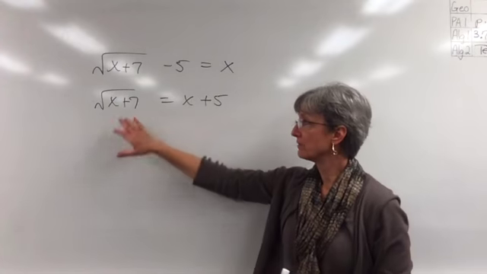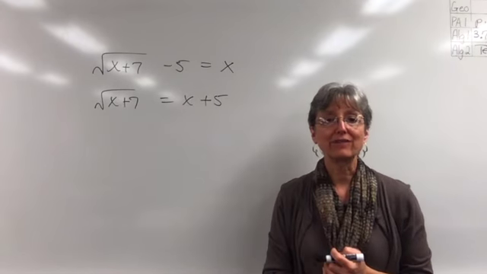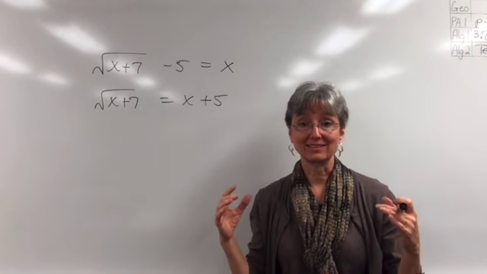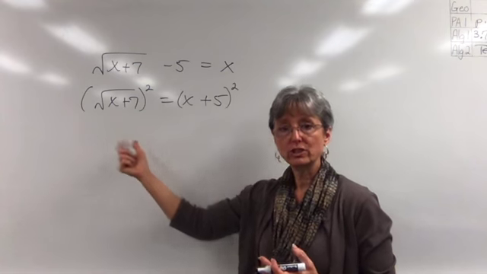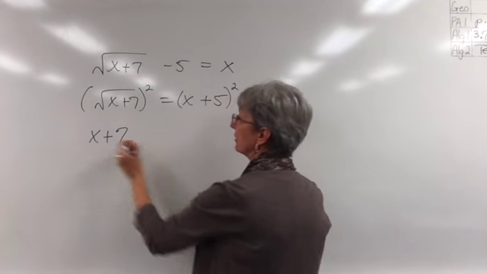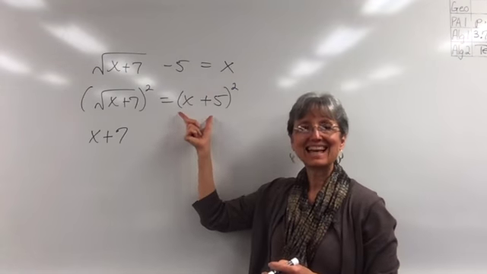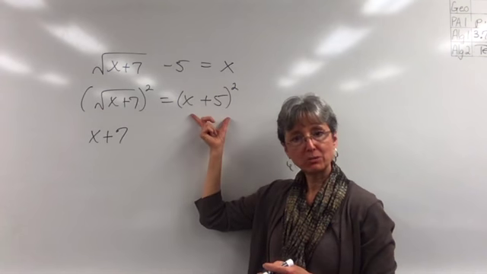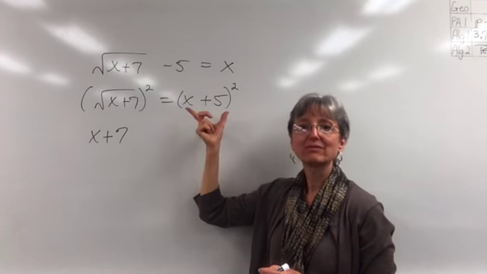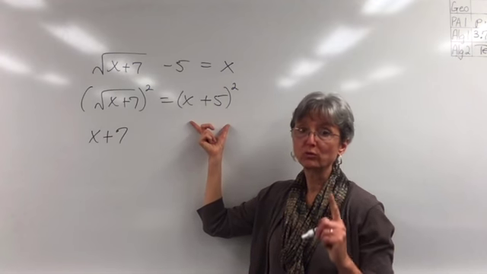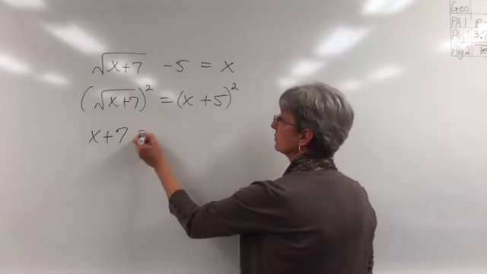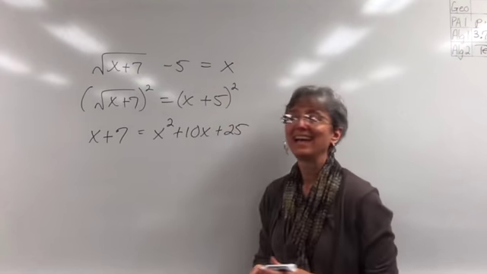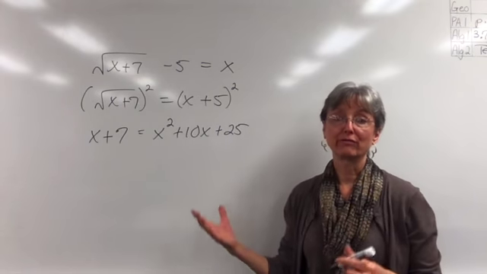Now we have the square root of x plus 7 equals x plus 5. To get rid of that square root, we have to square both sides. This side squared will just be x plus 7 because we've gotten rid of the radical. But this has to be FOILed. This is not x squared plus 5 squared. This is x plus 5 times x plus 5. Please FOIL that. Don't forget. So this is equal to x squared plus 10x plus 25. And now we need to solve for x.